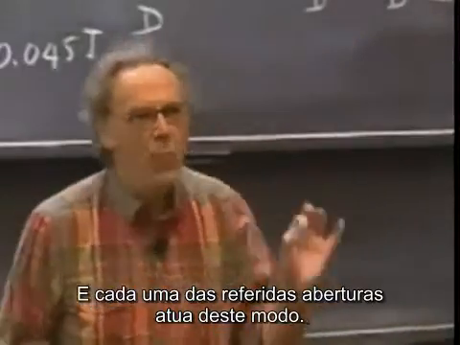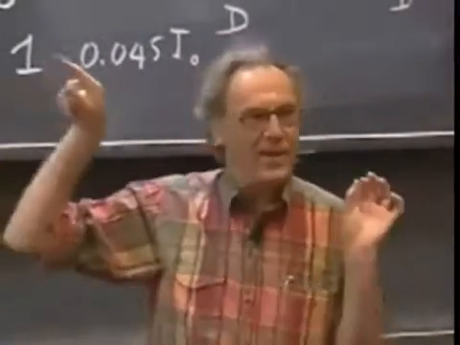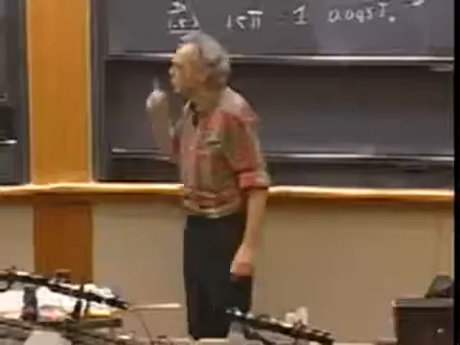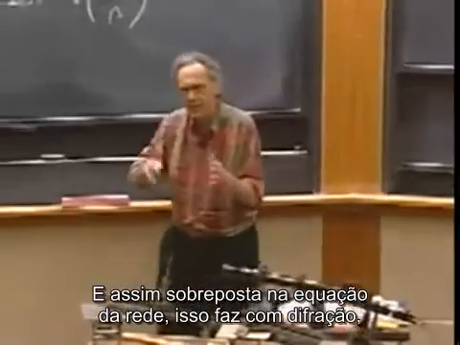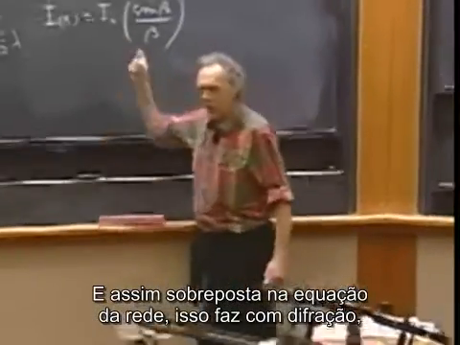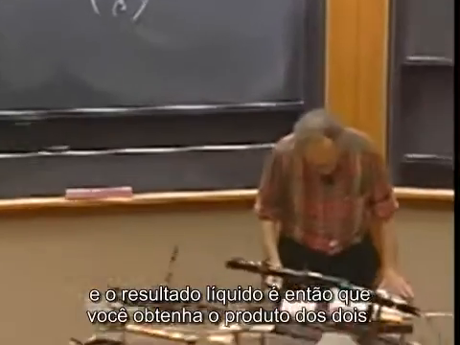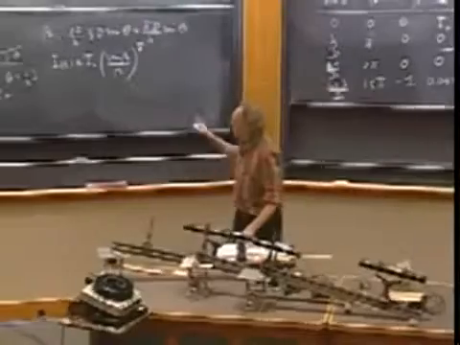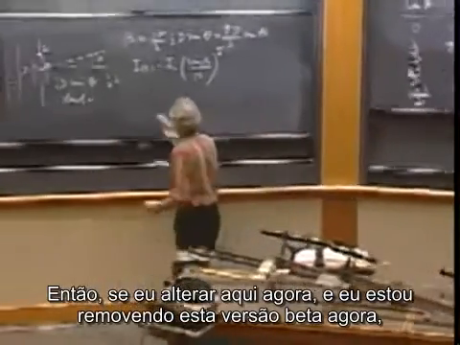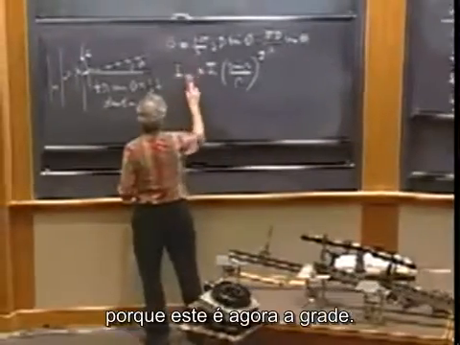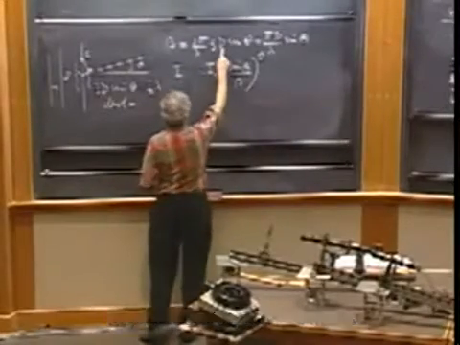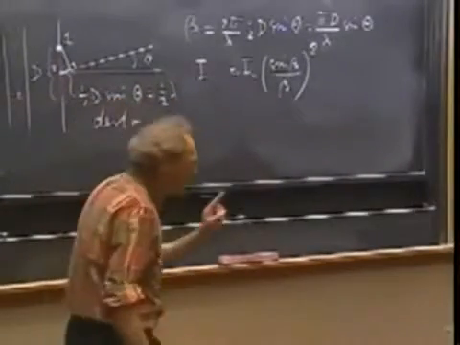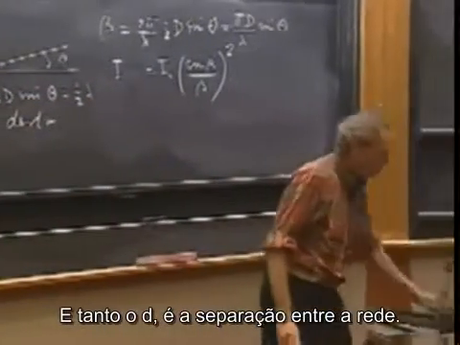And each one of those openings causes diffraction. We call that diffraction, right? That's just semantics. And so superimposed on the grating equation, this causes diffraction, and the net result is that you get the product of the two. So if I amend here now, and now I'm removing this beta, because this is now for a grating, but the beta is defined this way. This D is the opening of each groove in your grating, and little d is the separation between the grooves.